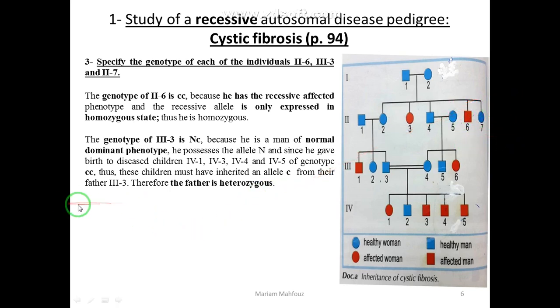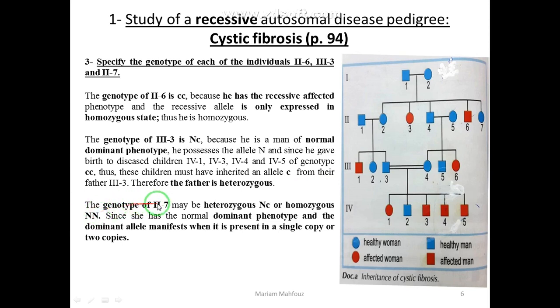Therefore, the genotype of 27 may be heterozygous NC or homozygous NN, since she has the normal dominant phenotype and the dominant allele manifests when it is present in a single copy or 2 copies.